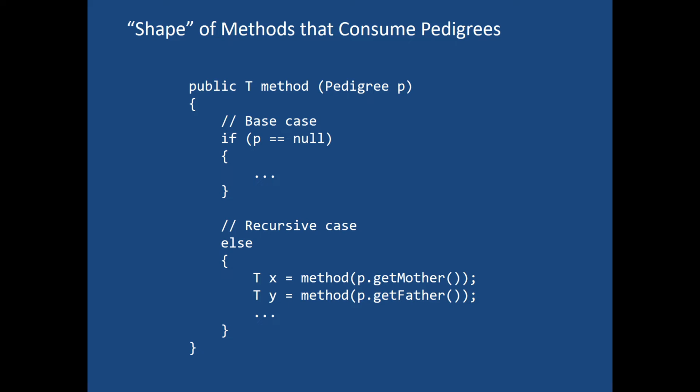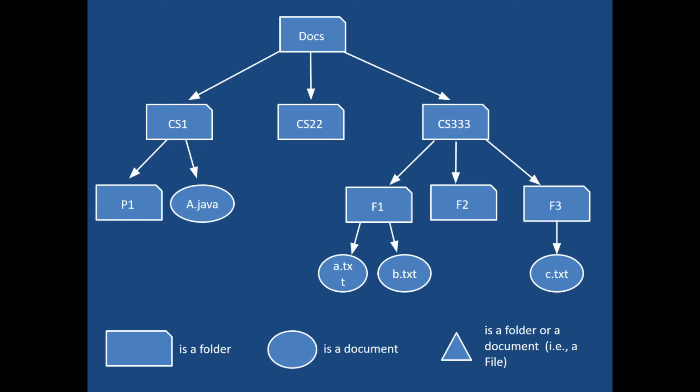So when you go to write a method, you can start by copying the previous method. It's going to be the same if-else form. Let's go see that in action here.